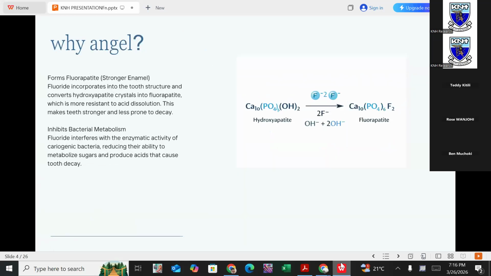So we have talked about the angel, but I just want us to look at the chemistry behind fluoride as an angel. So what happens? You can see we have the hydroxyapatite complex, that is the calcium phosphate and hydroxyl ions. That is what we call hydroxyapatite. It is found in teeth. It is also found in bones. Note that, because we are going to revise that later.